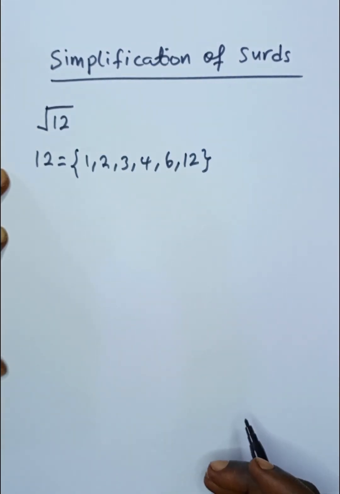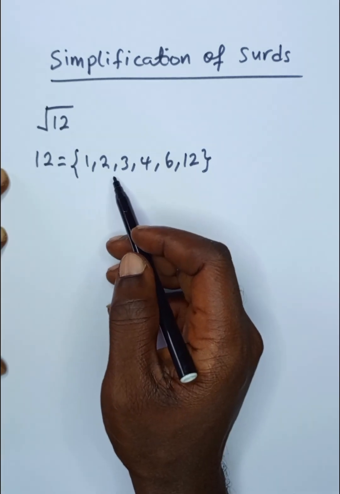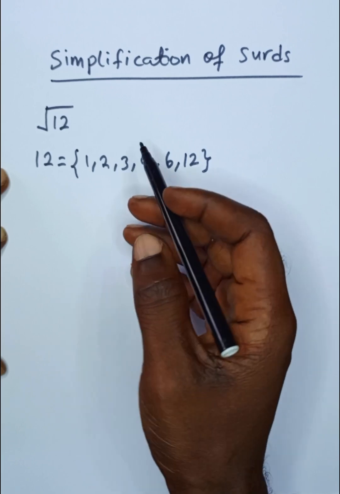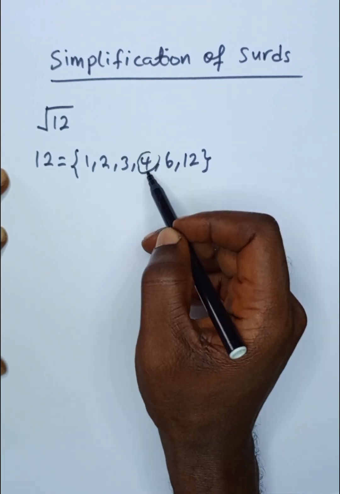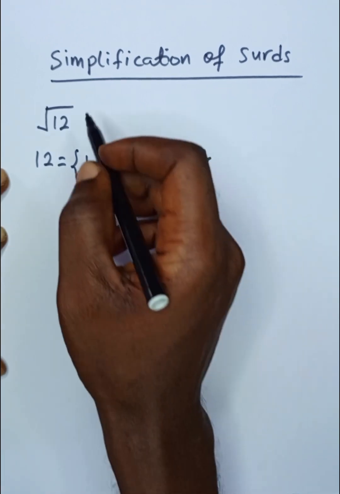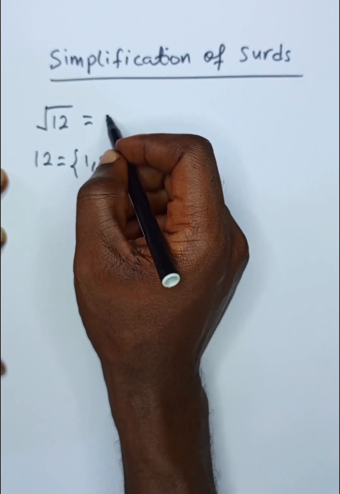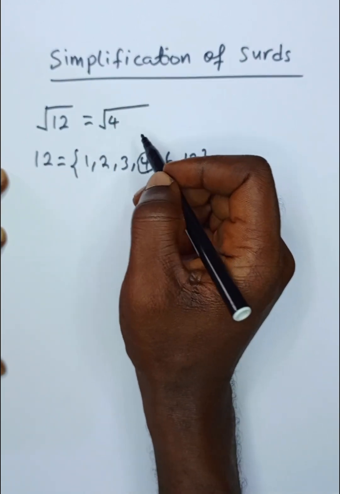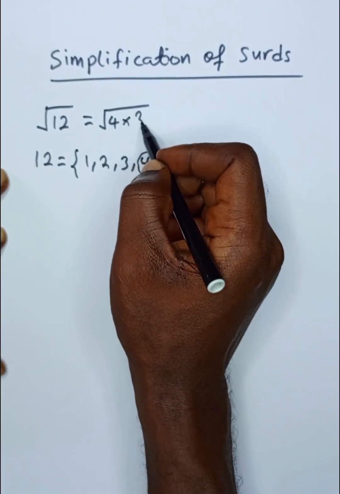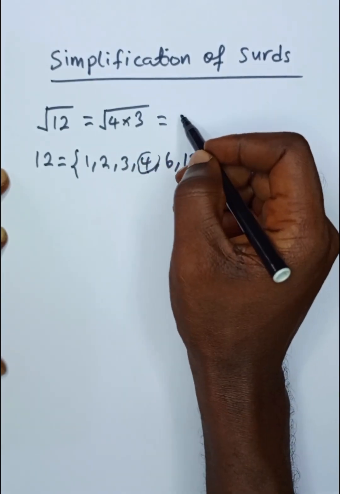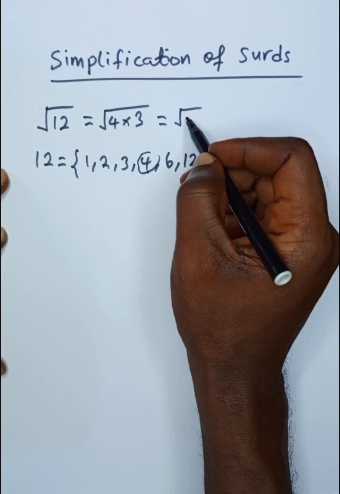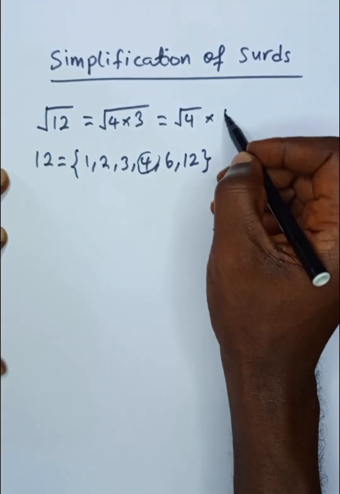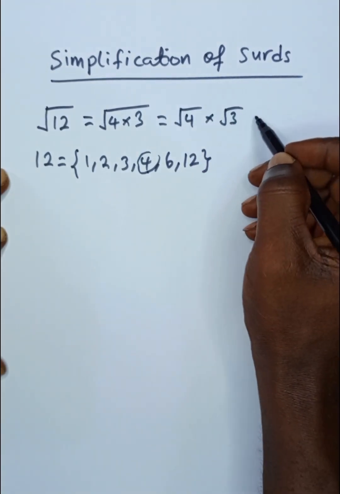So within the factors of 12, we pick the highest perfect square. But with the factors of 12, we have only one perfect square, which is 4. So 4 times 3 will give us 12. So this will be equal to square root of, this is the highest perfect square in the factors, times the 3. Now this is equal to square root of 4 times square root of 3.